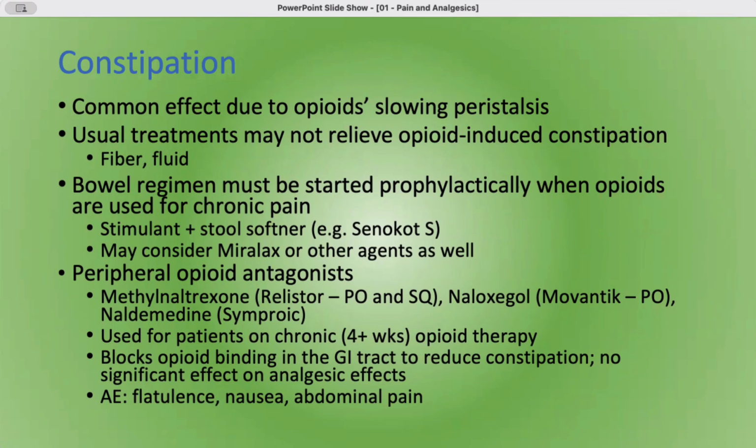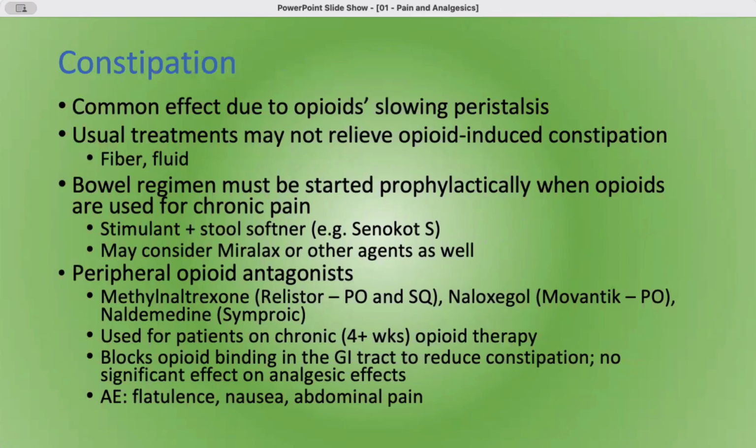Then using Miralax. The other, more expensive, more sophisticated approach is to use the peripheral opioid antagonists. These agents will block the effects on mu receptors in the bowel without getting into the CNS or spinal cord. So you preserve the analgesic effect of the opioids without causing the peripherally mediated constipation. We talked about these drugs briefly last semester: methylnaltrexone, Relistor, naloxegol, or now naldemedine. So these are opioid antagonists that work selectively in the large intestine.